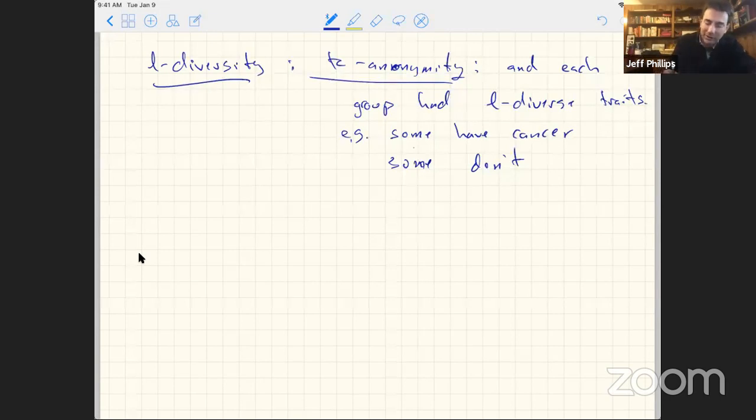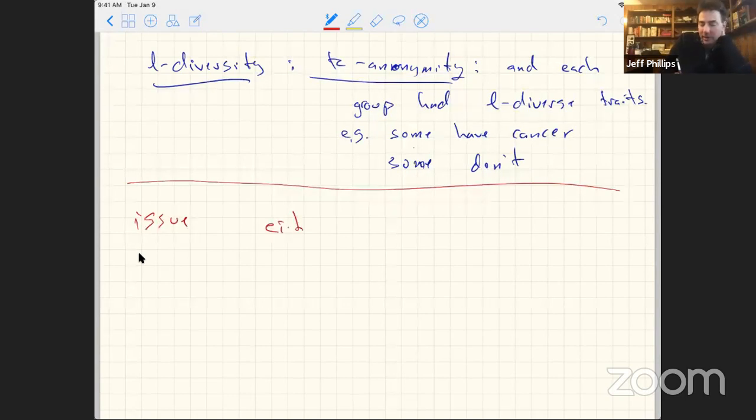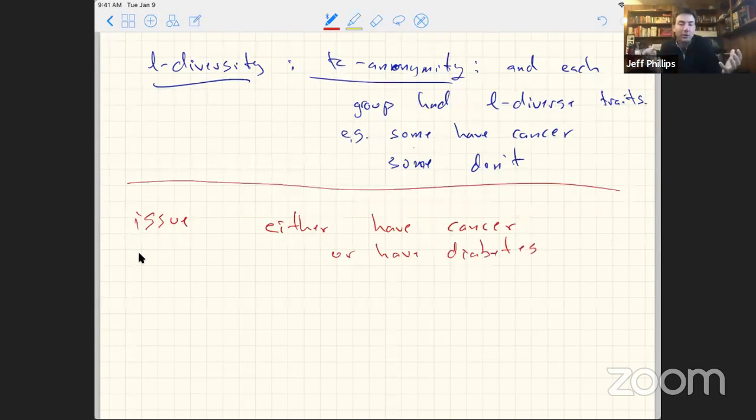This still doesn't completely solve the issue. There could still be a problem where there are two groups that either have cancer or have diabetes, right? Let's say there are two very diverse groups, but one group has cancer, the other group has no cancer. One group has diabetes, the other group has no diabetes, but these are split. So they're still two classes that are both information you don't want to share.